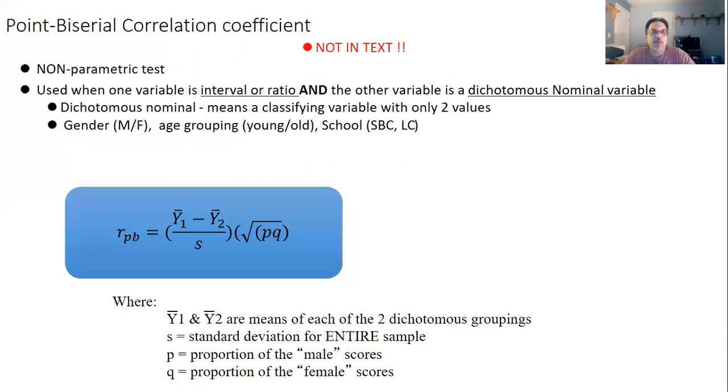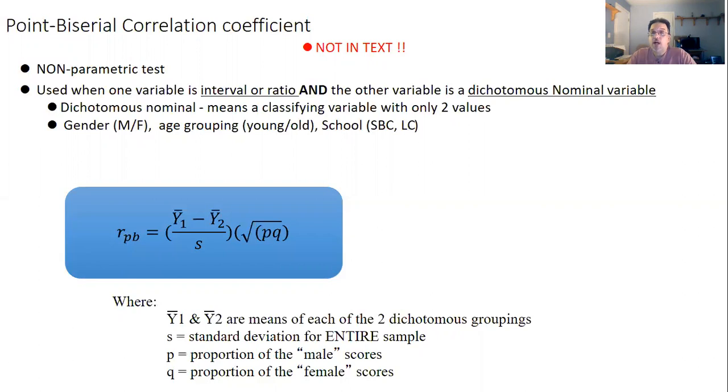Okay. So RPB is equal to, first fraction is all in one set of brackets. On the top is the mean of Y1 minus the mean of Y2. That's group 1 minus group 2, the mean score of them, divided by S. And lowercase s means the standard deviation.